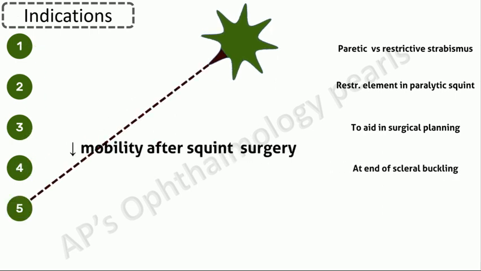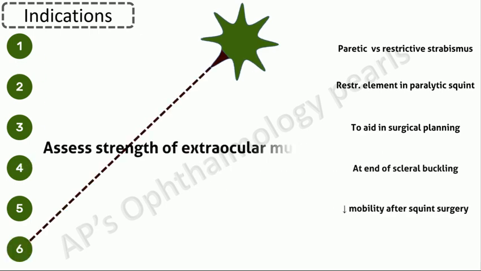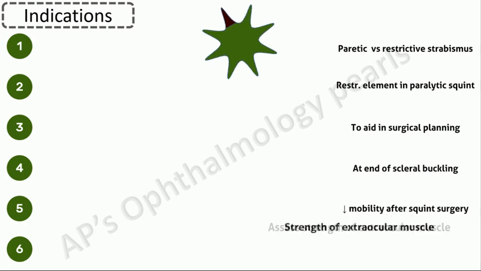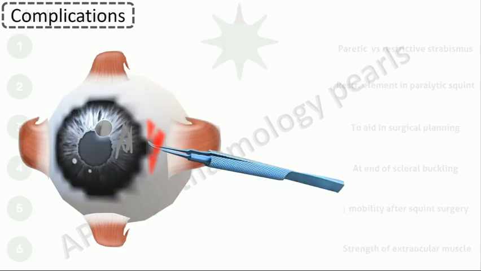To determine possible causes of limited mobility after strabismus surgery, for example muscle slippage or excessive resection. And finally, the active force generation test may be used to assess the strength of an extraocular muscle.